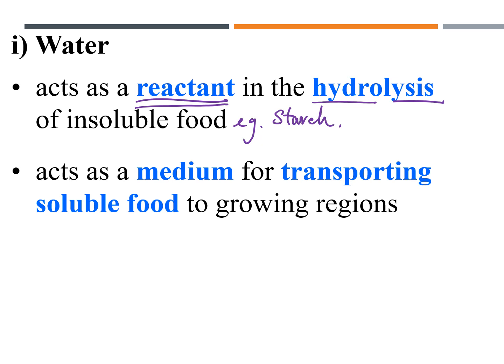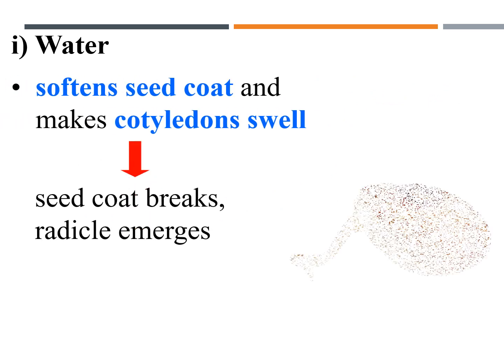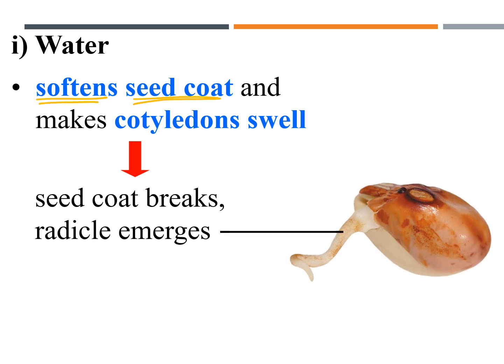It also acts as a transport medium to transport soluble food to the growing region, to the radicle and also the plumule part. Another action of water is to soften the seed coat and make the cotyledon swell. When the cotyledon swells, it will increase a little bit in size. This helps to break the seed coat, and it helps the radicle, the very small root inside the seed, to emerge, to grow out.